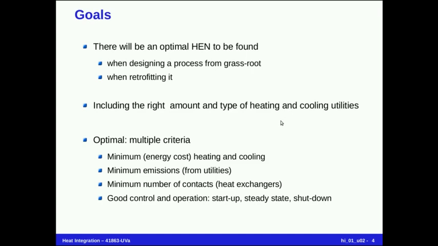You must note that optimal can take into account multiple criteria. You can think of the minimum heating and cooling, the energy cost of heating and cooling, minimum carbon dioxide emission from utilities if you are burning some kind of fuel, or you can take into account the minimum number of contacts, the minimum number of heat exchangers, or even the good control and operation of the plant: the startup, the steady state operation, or the shutdown.